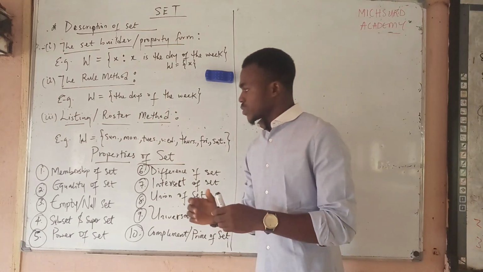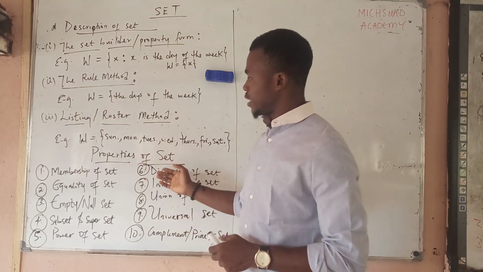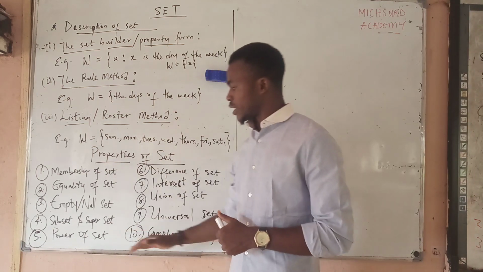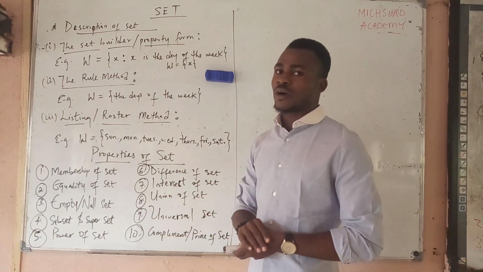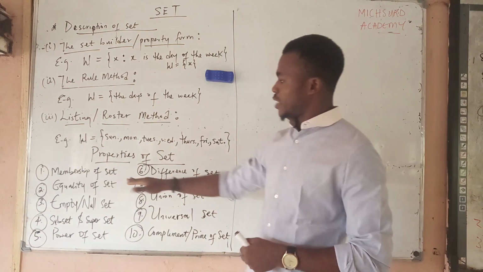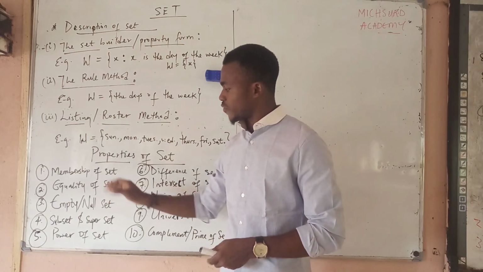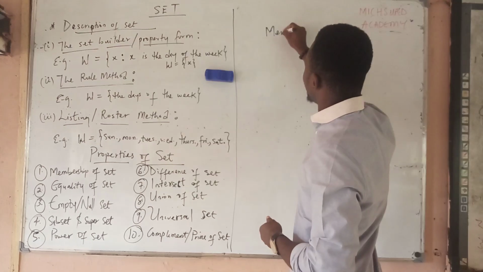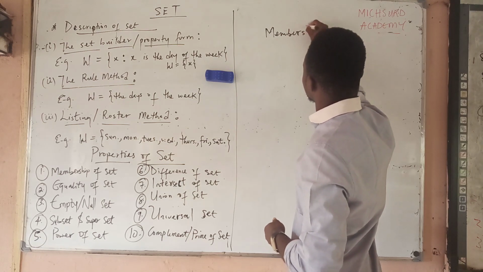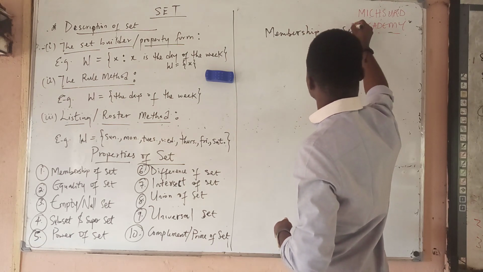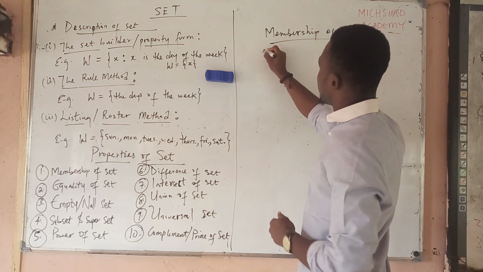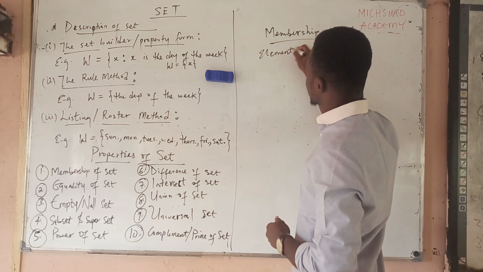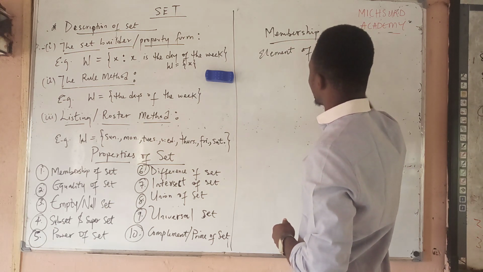Alright, so we have properties of sets. We are going to be looking at these different properties of sets. The first one we have is the membership of a set. For the membership of a set, we talk about the elements of a set.